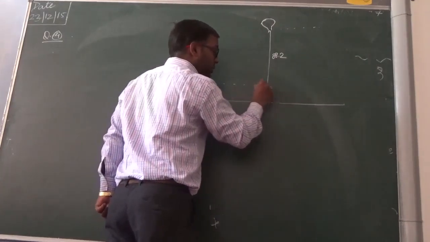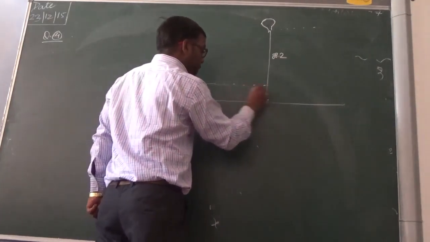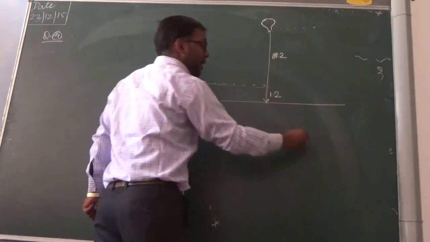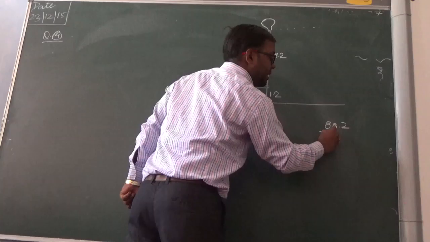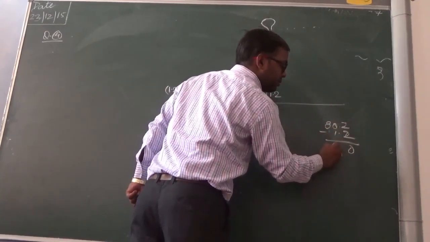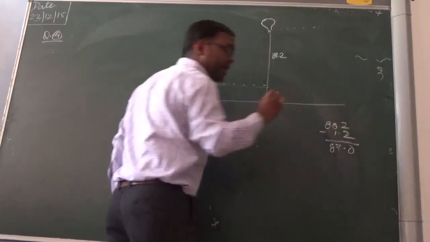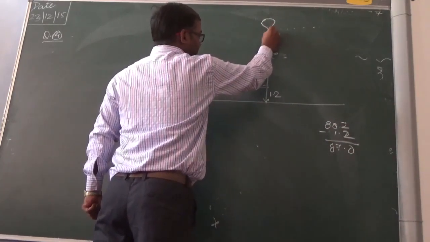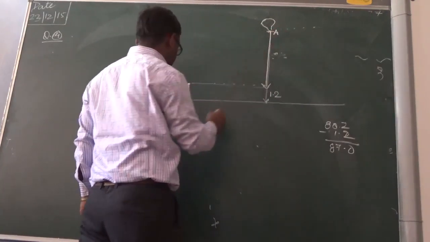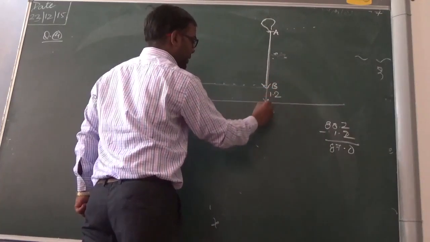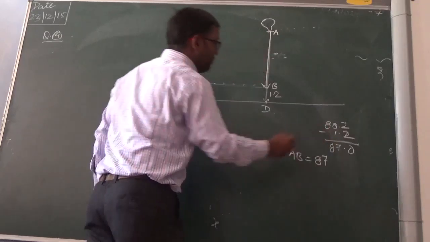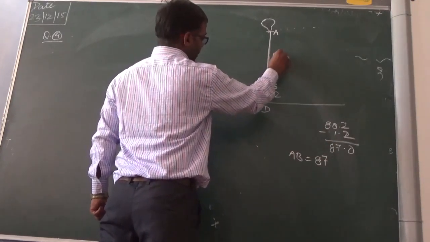Now 1.2 meter is this one, and this is 88.2. Then 88.2 minus 1.2 is how much? 87. So this height from here to here is 87. You can give some names: it is A, it is B. So AB equals 87 meter.